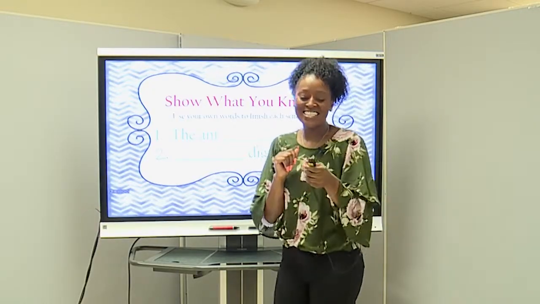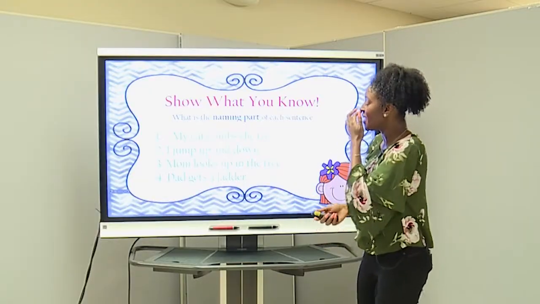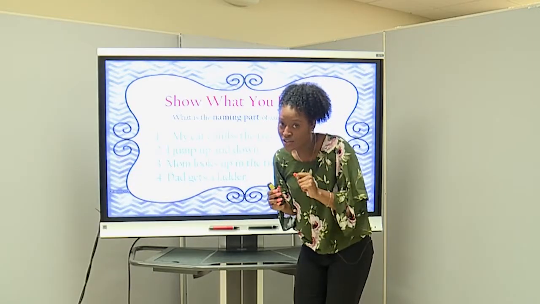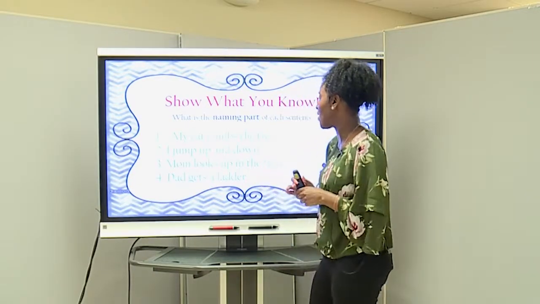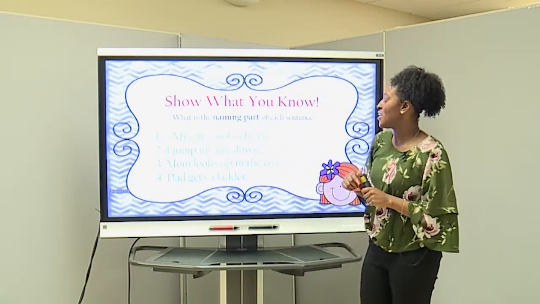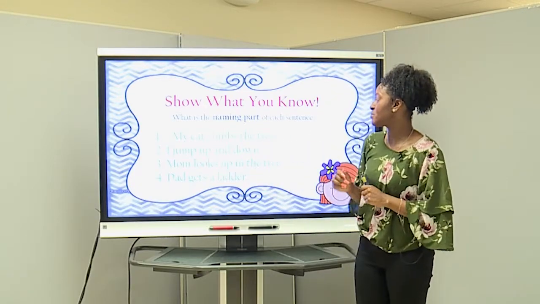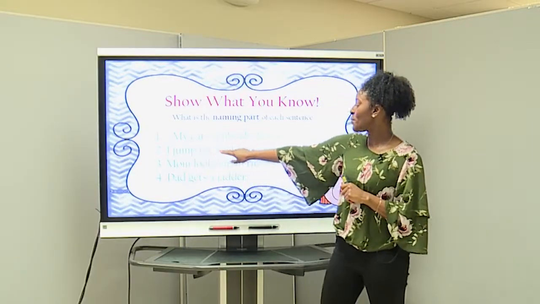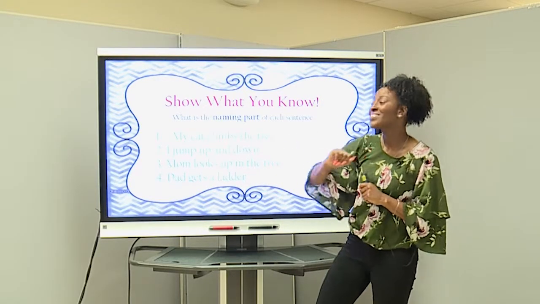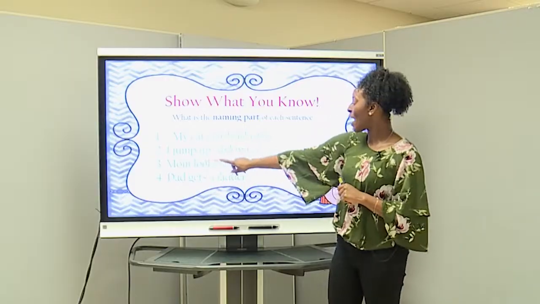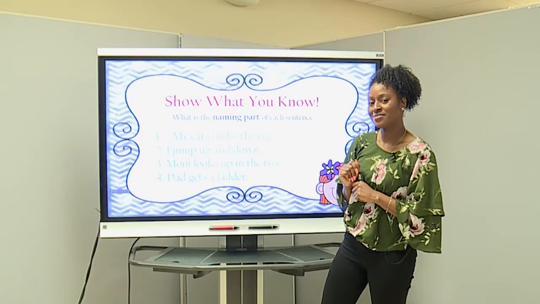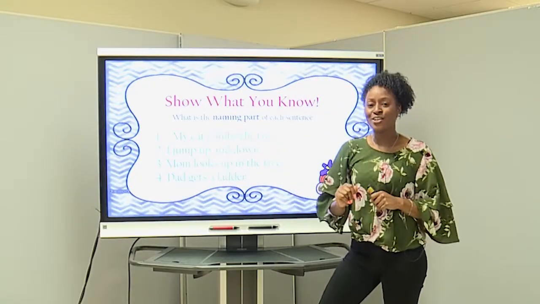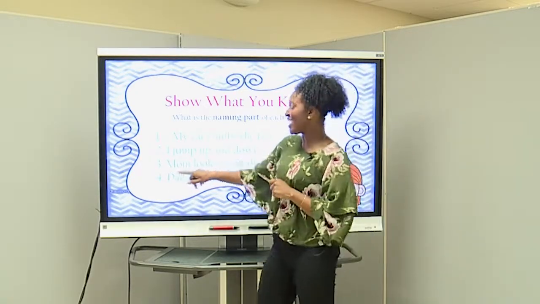All right, guys, you did a great job. Really quickly, let's review. I want you to do these super fast, okay? We've had plenty of practice. What is the naming part of each sentence? My cat climbs the tree. That's right, my cat. I jump up and down. Good. Mom looks up in the tree. That's right, Mom it is. Dad gets a ladder. That's right, Dad.